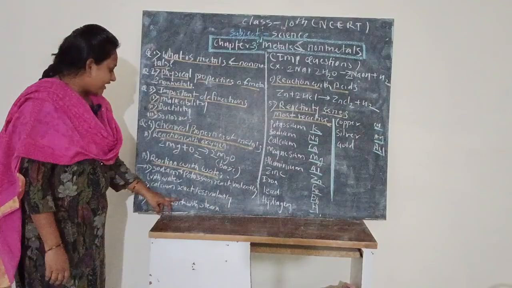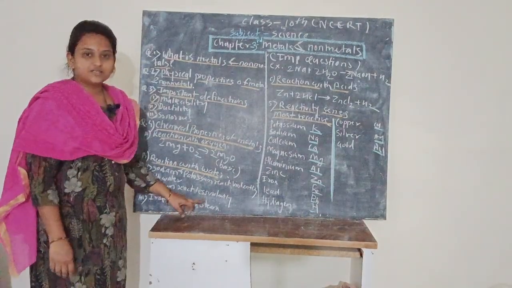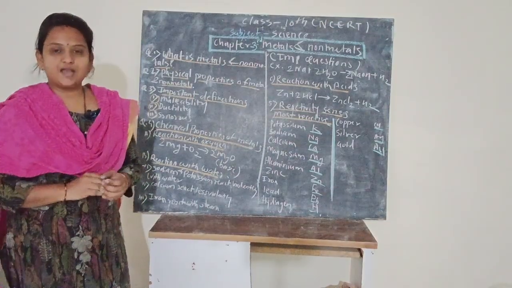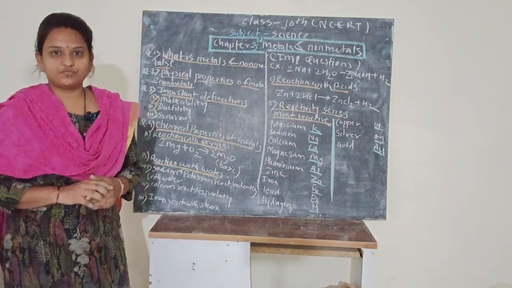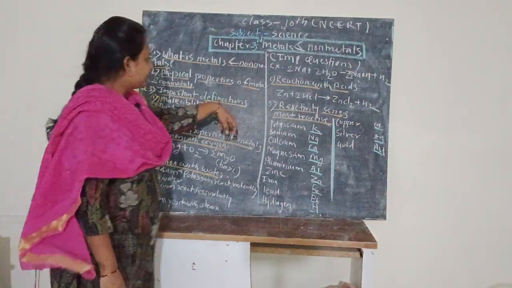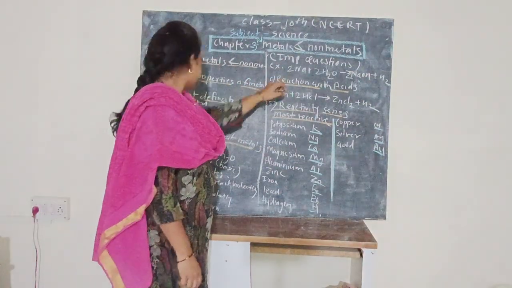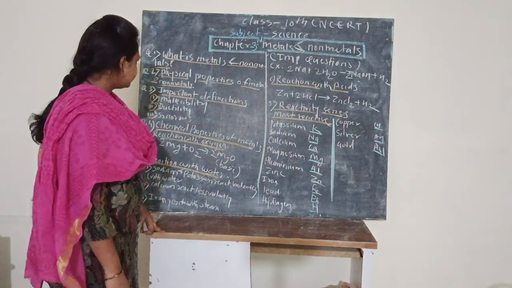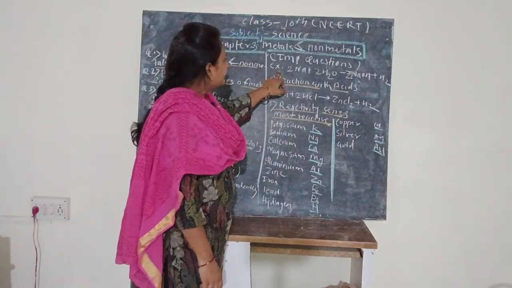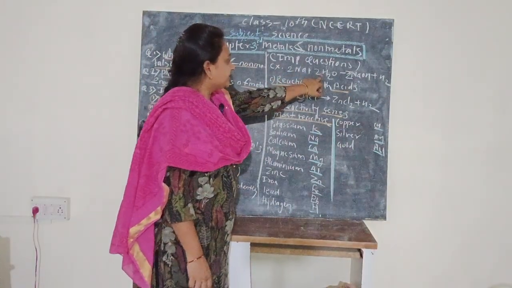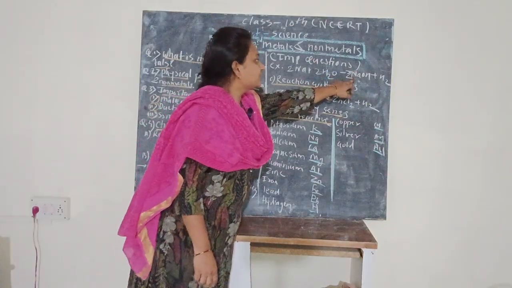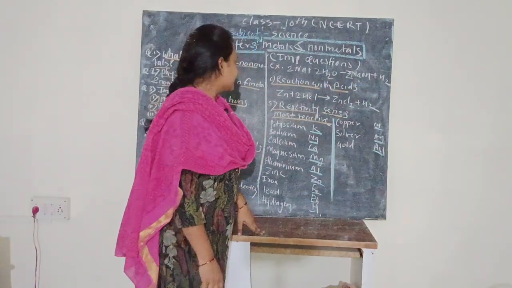Next, iron reacts only with water steam and not with liquid water. Okay, remember this. Its example is: 2Na reacts with water molecule, then it forms sodium hydroxide and H2 gas.